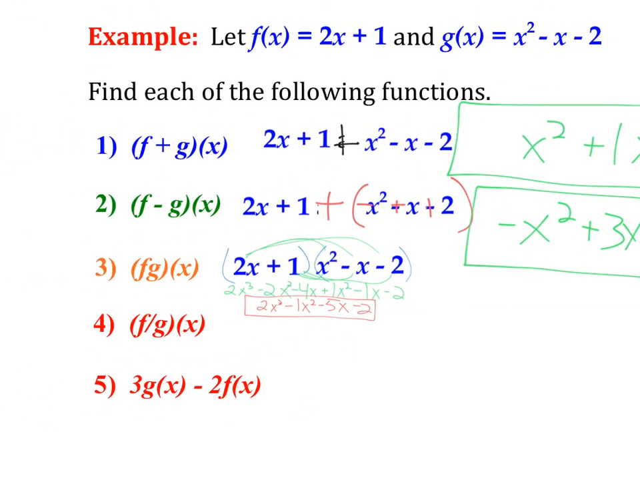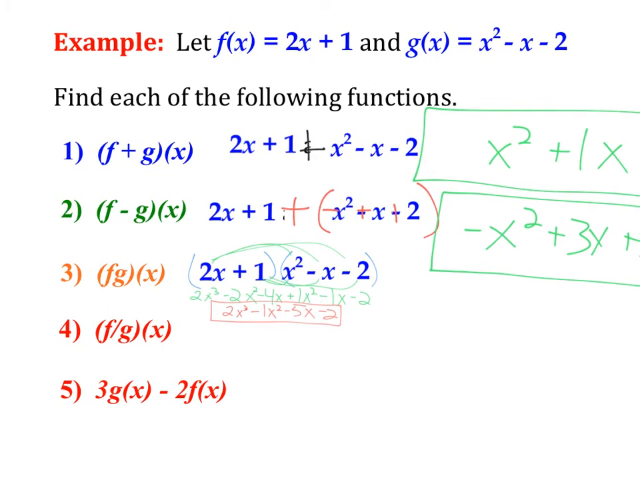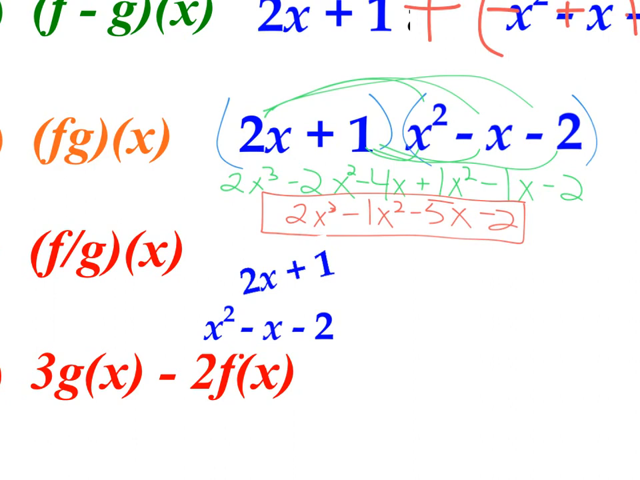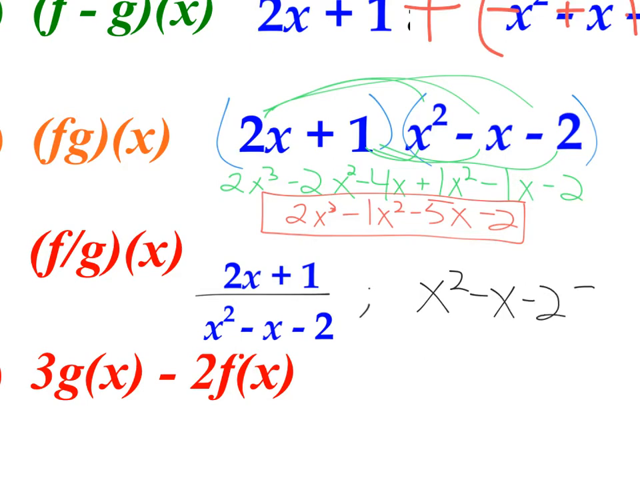All right, next up, quotient. Well, this one's probably the easiest, right? Because all we have to do is just put one function on top of the other. So the f function divided by the g function. Then I just put a little division bar between them. And then off to the side I have to say, PS, x squared minus x minus 2 is not going to equal 0.